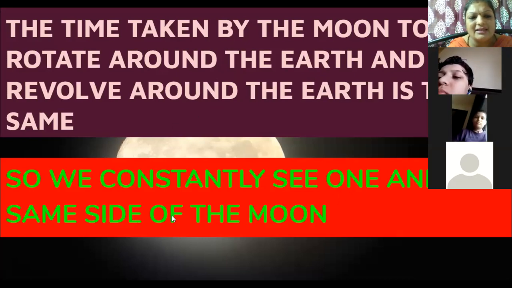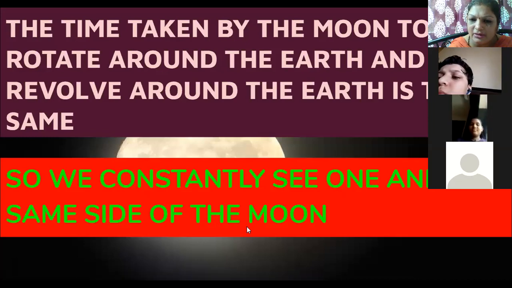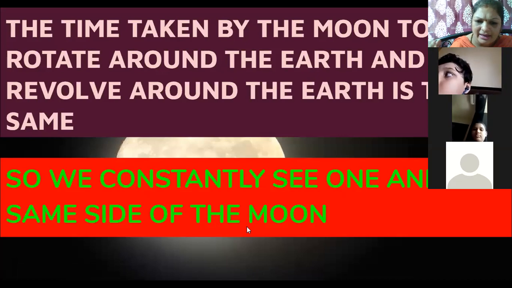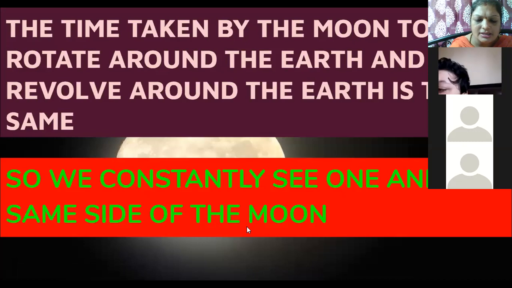Because the rotation and revolution period of the moon is the same, we can see only one and the same side of the moon from the earth. If you see in the clear night sky, you can see only one side of the moon. That question must have arisen in your mind, why we can see one side of the moon. It is only because the rotation and revolution period is the same.